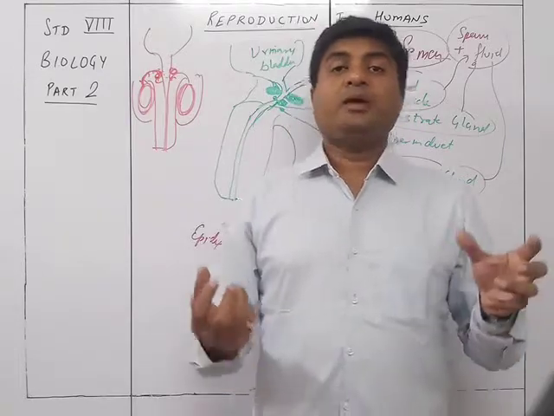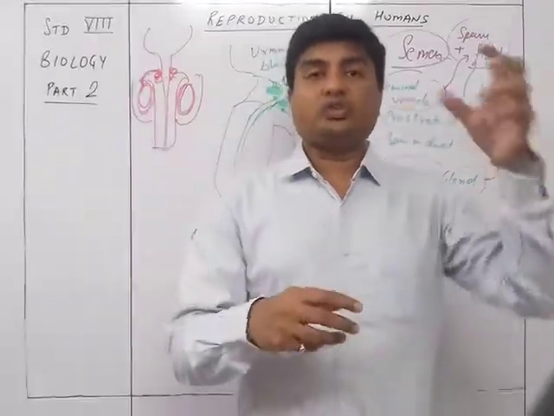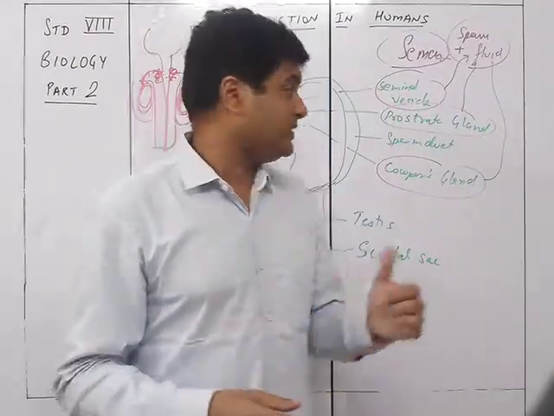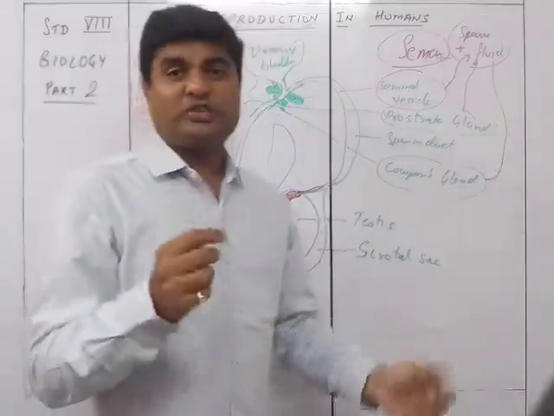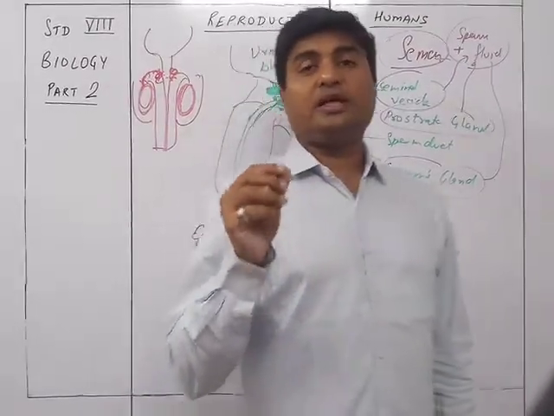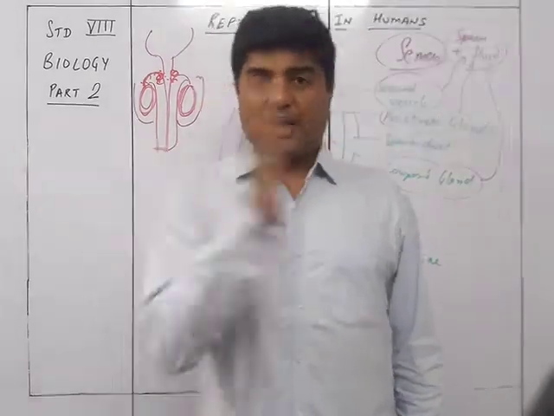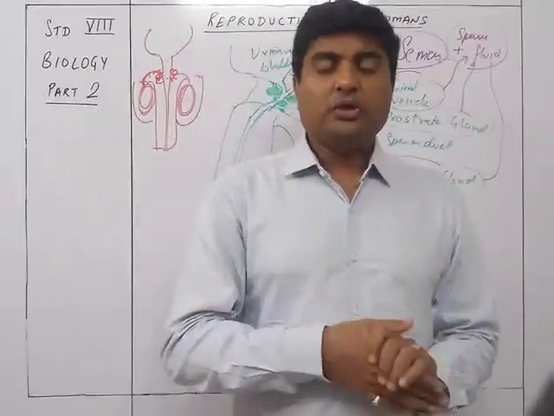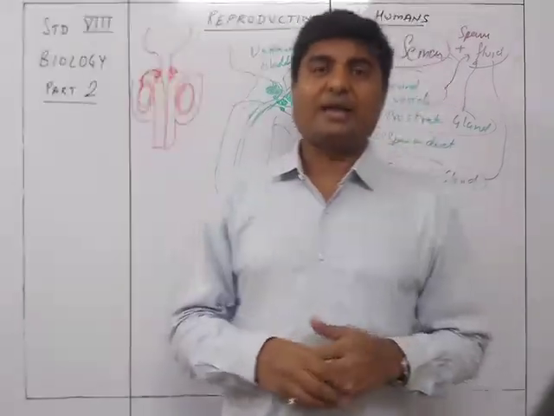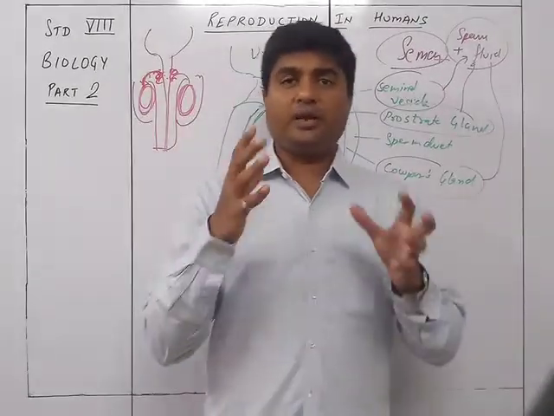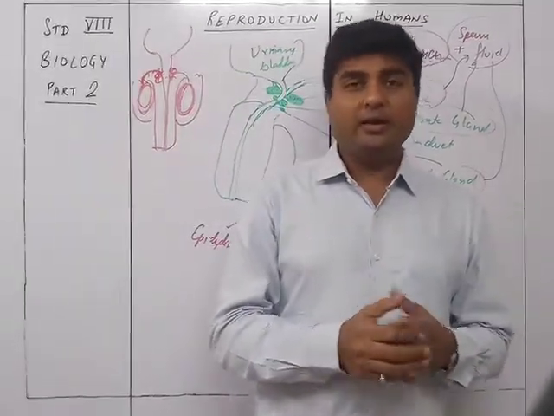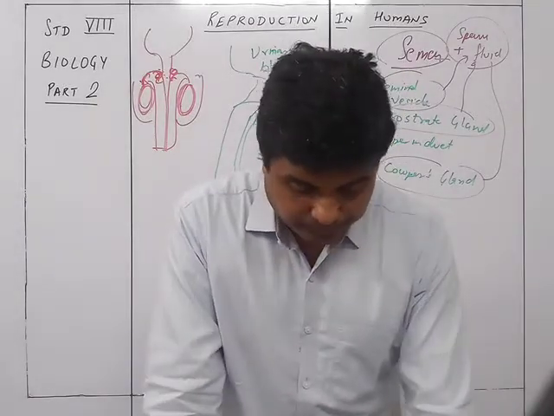So what next? There are some additions to the semen. The addition to the semen is given by the prostate gland. Now the prostate gland gives the semen an alkaline form. Alkaline means, you know, there are acids and alkalis. So this is an alkaline form, and it is going to be given to the semen by the prostate gland.